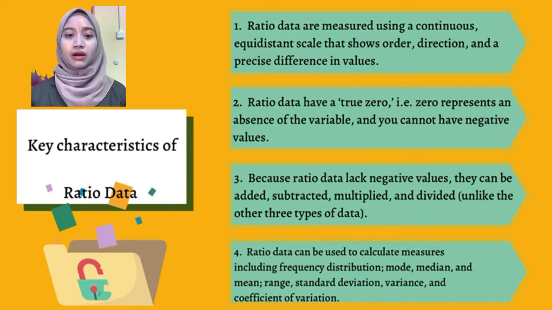Number 3, because ratio data lacks negative values, it can be added, subtracted, multiplied, and divided, unlike the other 3 types of data. Number 4, ratio data can be used to calculate measures including frequency distribution, mode, median, and mean, range, standard deviation, variance, and coefficient of variation.